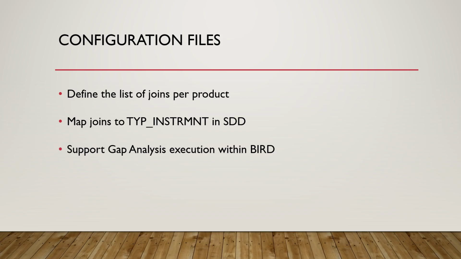So to specify these joins and a high-level description of joins, we have configuration files. There's a file created by the working group, and in Freebird we have a configuration file that reflects that choice of joins. And also, for each product, we show which type of instrument it relates to in SDD, and we'll show why that's useful. And so this supports the gap analysis execution within Bird and also within Freebird. So let's have a look at that configuration file in Freebird.